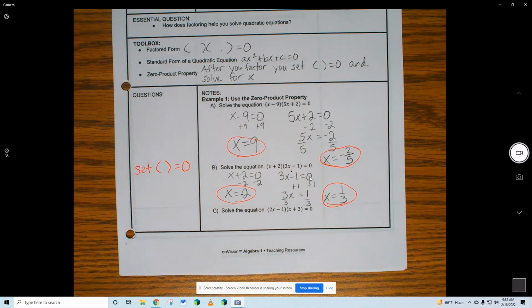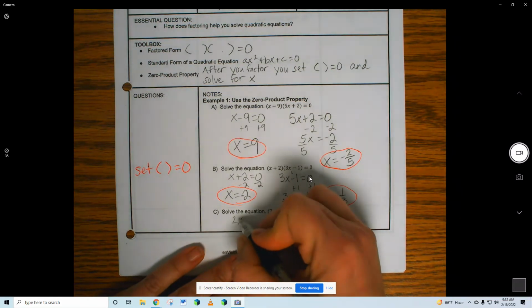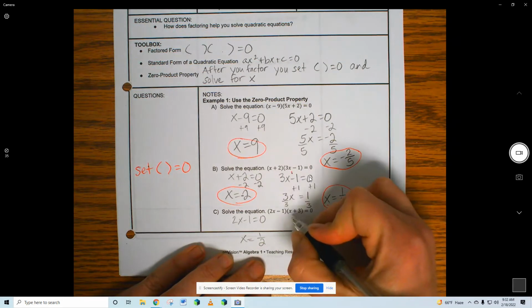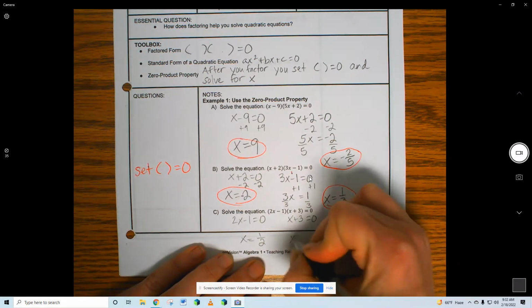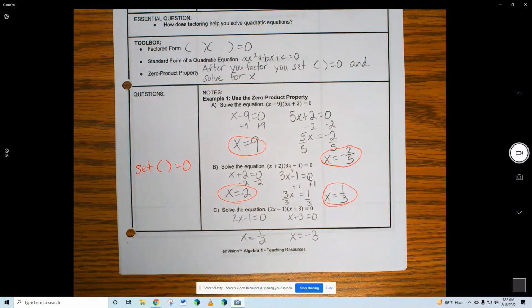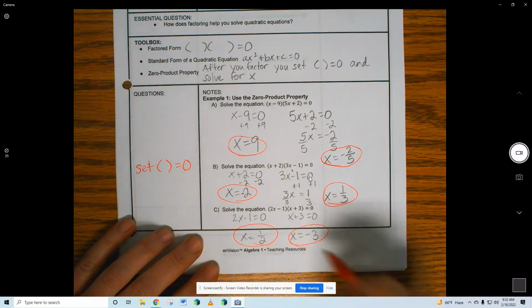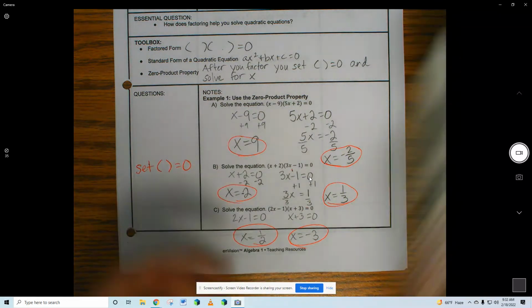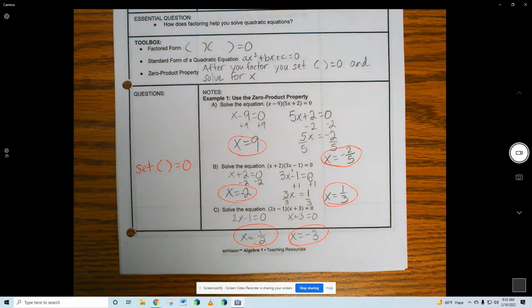All right. Someone tell me the two answers that you got. X equals 1/2, x equals -3. Excellent. Is this easy? We've done it before. We did it in probably December. We did it yesterday.